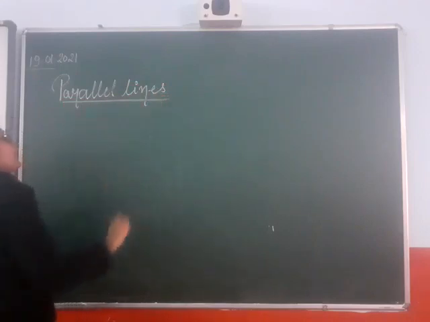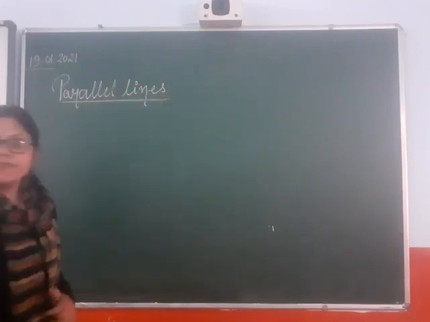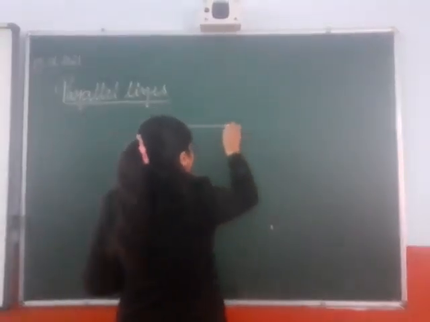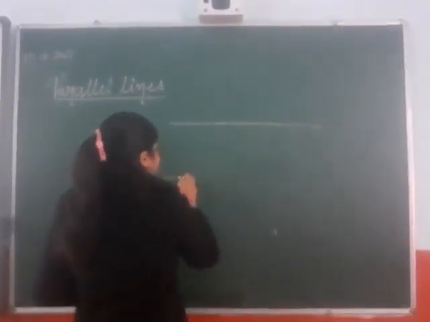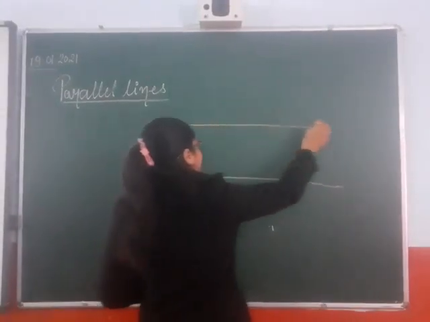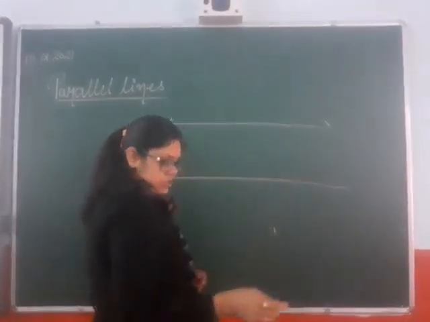What do you mean by parallel lines? If two lines are drawn such that they never intersect each other. Okay, this is one line. It's not straight.